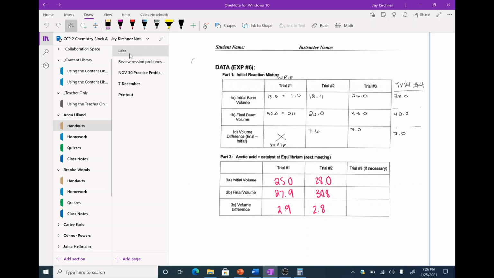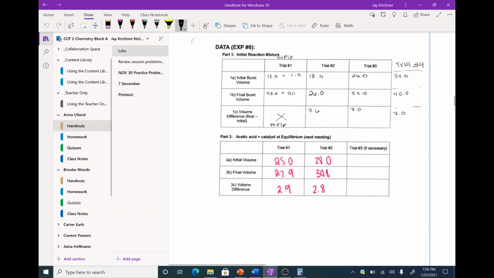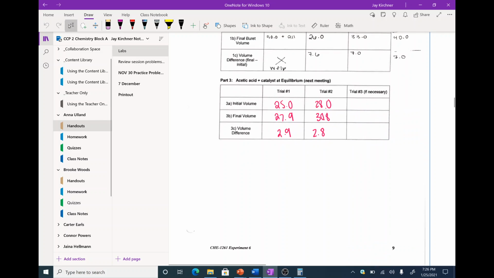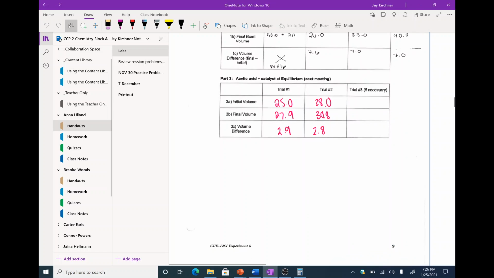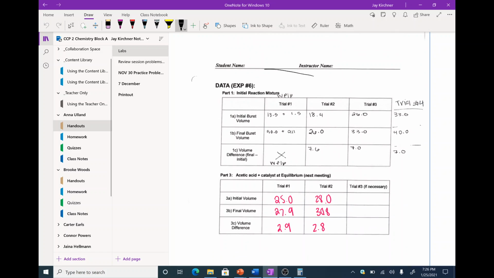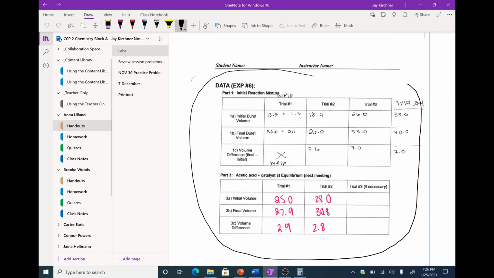So what I want to make sure you have is, can you look in your OneNote, find this page, which is page 9, in OneNote. Right now I'm looking at Anna's, which by the way is everybody's data. We shared data on this. And make sure you put this into your regular notebook on page 8, 9. So put this data onto page 9.